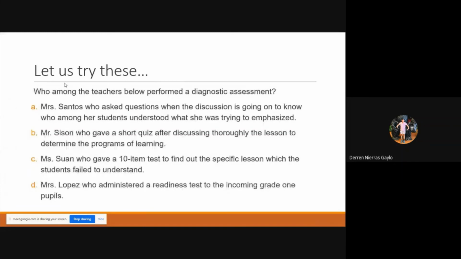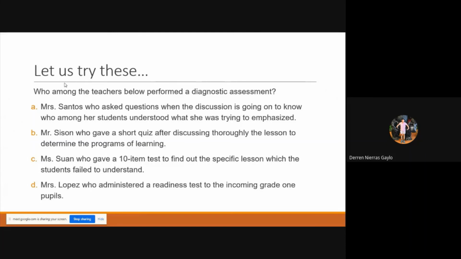Who among the teachers below performed diagnostic assessment? Take note, diagnostic assessment is more on knowing the systematic errors, the difficulties of the learners for remedial instruction. Which of those? Okay, the correct answer is letter C. Miss Suan, who gave a 10-item test to find out the specific lesson which students failed to understand. So in letter C, you can see student difficulties.